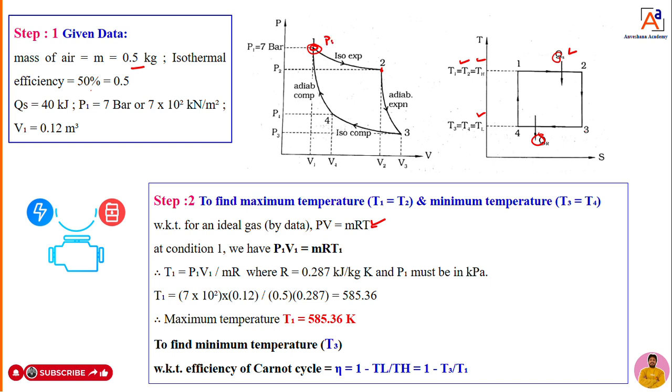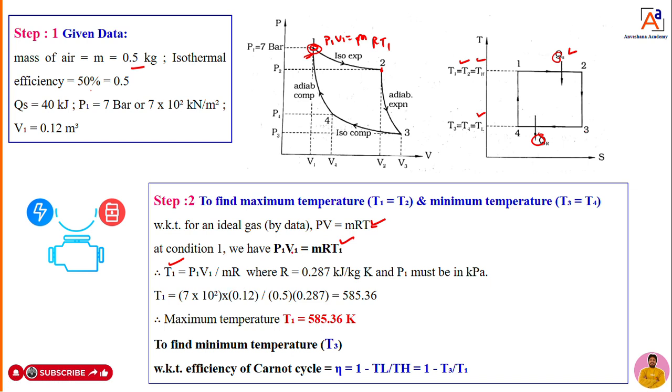Then what will happen? P1 V1 is equal to mRT1. Just a minute, it is not writing there. Okay, I will apply the point here. So that same equation I am using here: P1 V1 is equal to mRT1. So now here I need to calculate the T1. T1 is nothing but what? Highest temperature or temperature of the heat source, that I need to calculate.